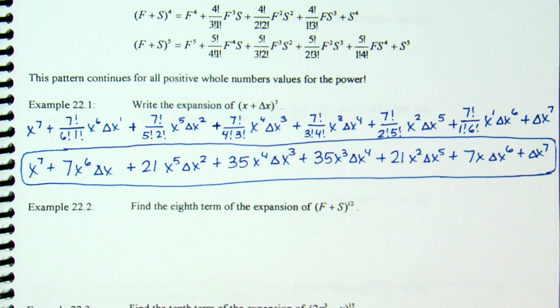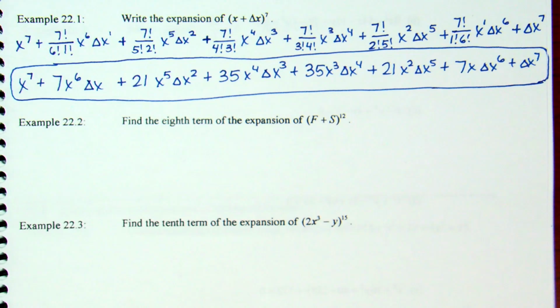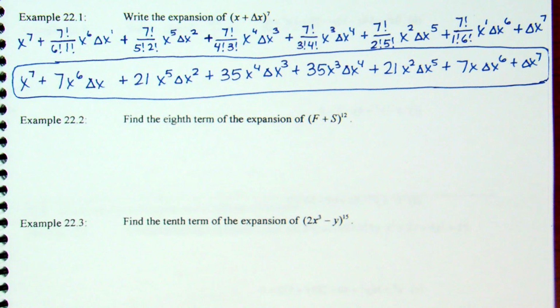So what's the first term going to have? It's going to have f to the 12th power, yes? The second term is going to be f to the 11th. Then f to the 10th, f to the 9th, f to the 8th, f to the 7th, f to the 6th, f to the 5th. So I need the term that has f to the 5th. It's also going to have s to what power? The 7th, because 5 plus 7 is 12.